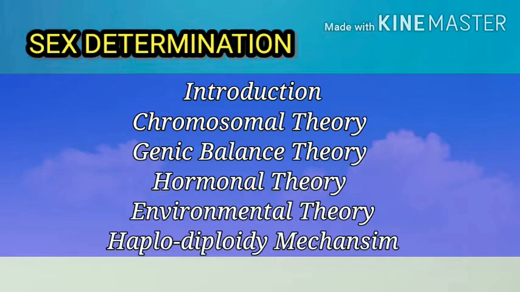So, sex determination based on chromosome theory, genic balance theory, hormonal theory, and environmental theory, and the haplo-diploidy mechanism. So, we have already discussed the chromosomal theory or the theory of heterogamy. Today we will discuss genic balance theory. Then the third one is the hormonal theory, then environmental theory and haplo-diploidy mechanism. So let's get started.